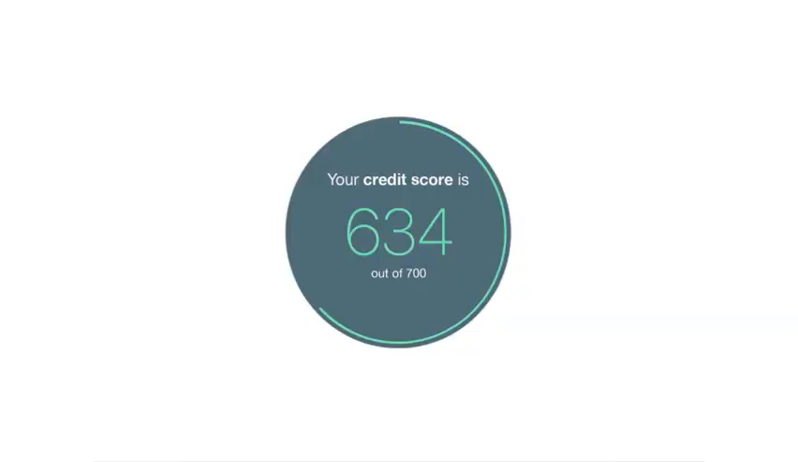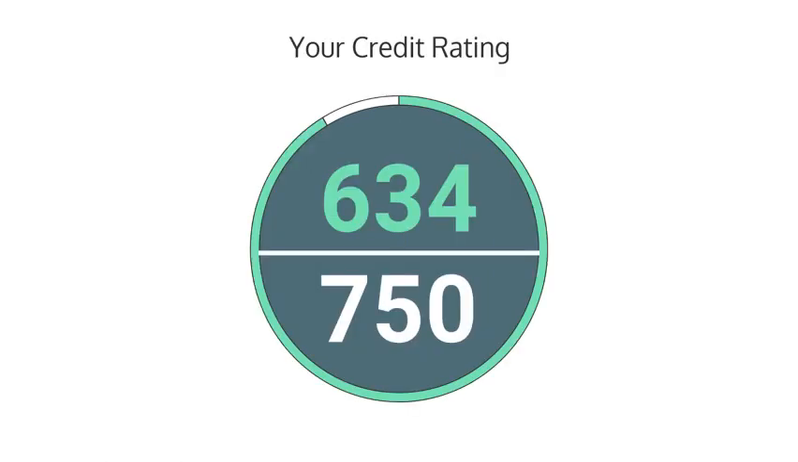And this last one here is showing your credit score. So it's 634 out of 700. This infographic makes it look like it's a really bad credit score, but it's just the way it's been displayed. If it was displayed more accurately, it would look like this. So that makes you think, hey, my credit score is not actually that bad.